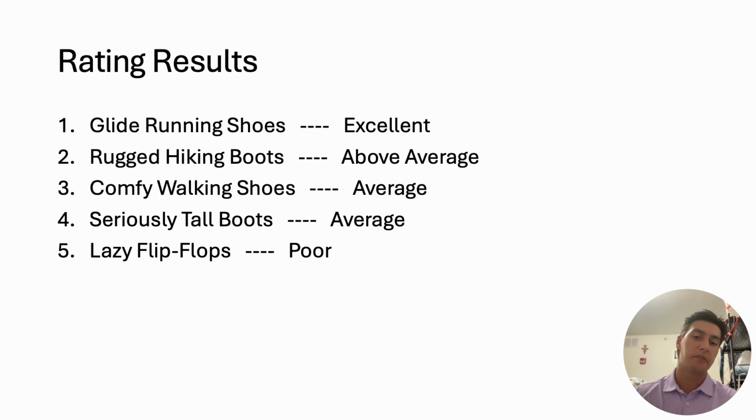So with the results from the survey I just showed, those averaged up are the final scores for each shoe. At the top of the rankings are the glide running shoes with an excellent rating. This means that these are your most popular and well-liked shoes, so I would say that you should keep producing these. And there is no reason to change them, as they are obviously still very well-liked. The rugged hiking boots were the runner-ups with an above-average score, so I think it would be a good idea to keep producing these and making the tiny improvements where you see fit, as they are clearly still liked.